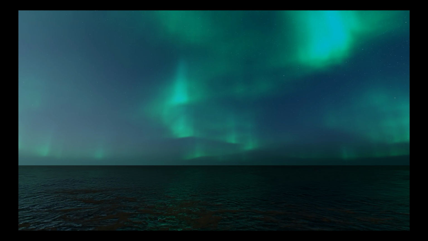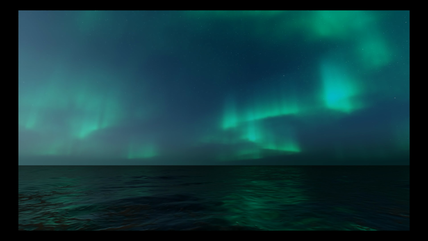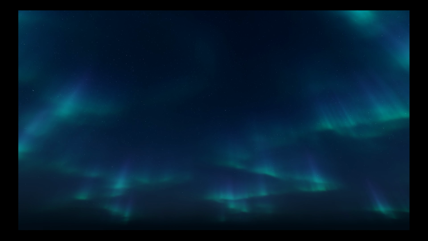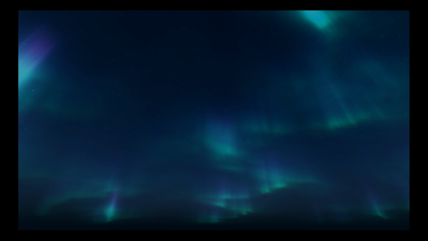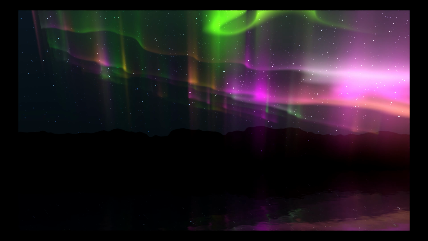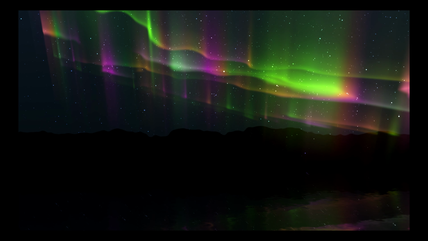Solar flares can have a range of effects on Earth. The most obvious effect is that they can cause beautiful auroras in the sky. These auroras are caused by the charged particles from the solar flare interacting with the Earth's magnetic field. However, solar flares can also have more negative effects.